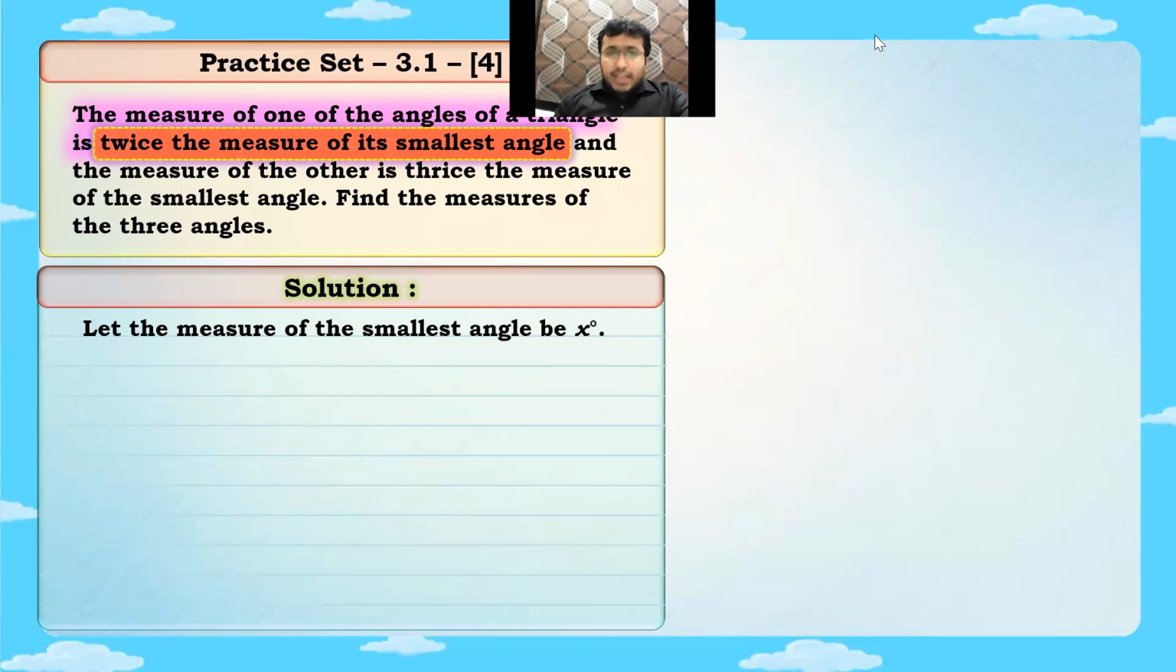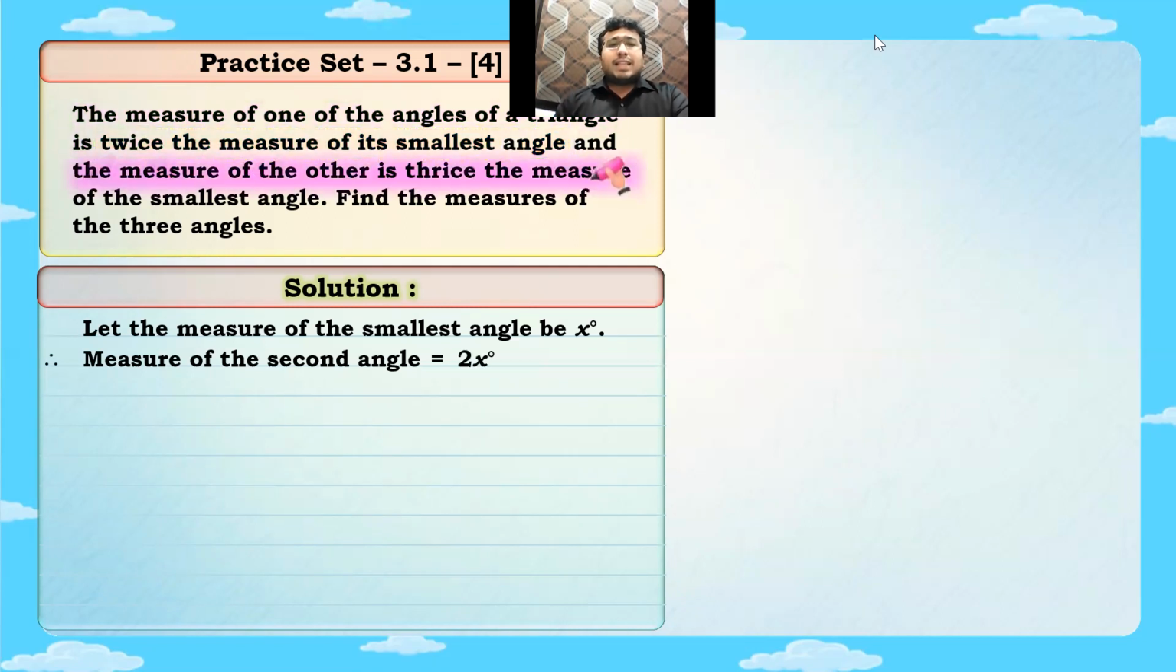The second angle is twice the measure of its smallest angle. Twice the measure. Okay, what is the smallest angle? It is x. Twice means 2 into. What is the smallest angle? x. So 2 into x. Tell me students, what will be 2 into x? Yes, superb. It will be 2x.